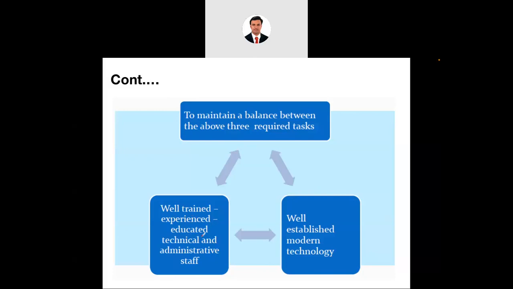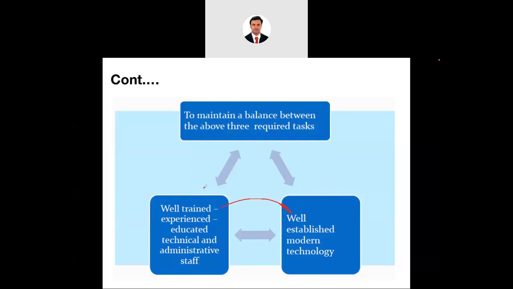Now to maintain this particular balance, we require well trained, experienced, and educated technical and administrative staff. Also, we require the help of modern technology, because the efficiency and all the technical part depends upon the technology. If the technology is modern, the overall efficiency of that power plant is very high. In that case, it is going to reduce the cost of the energy. Also, to handle that modern technology, we require well trained, experienced, and educated technical staff. That is also important, so we have to balance between these two.